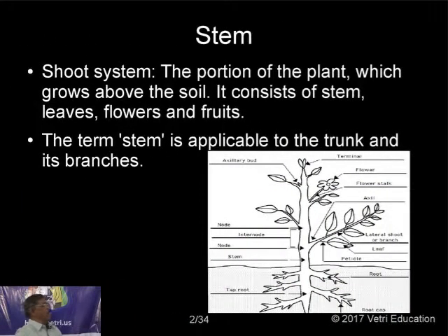First let us see what the shoot system is. Though you know, we have to repeat again. The shoot system is the portion of the plant which grows above the ground. The shoot system has the stem, the central trunk, and the branches, flowers, fruits, etc. The term stem is applicable to the trunk and its branches.